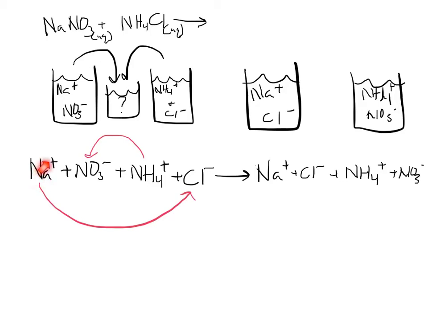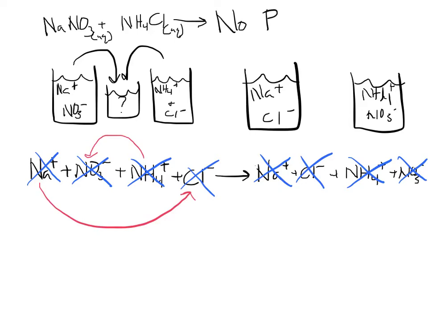So sodium was Na+, and over on this side, Na+. Okay, so that guy didn't change. Let's go ahead and cross him out. The nitrate, okay, it was NO3- on this side, and it's still NO3- on that side, so he didn't change. Let's cross him out. What about the ammonium? Okay, there we go. So NH4+, it's still NH4+ on that side, so we're going to have to cancel him out. And then Cl-, okay, here we go. So Cl-, it's still Cl-. Everything's crossed out. This can't be right. But it is right. So what happens here then is no reaction.